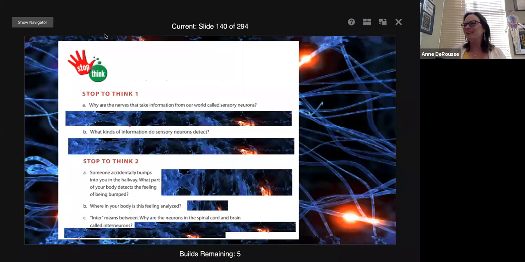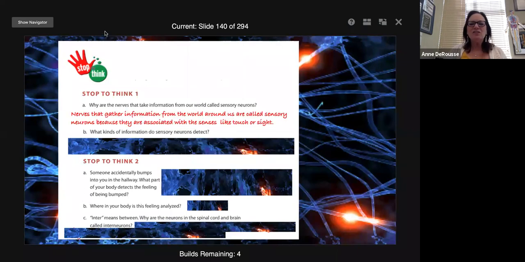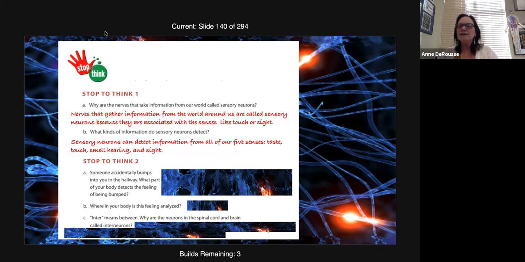Yeah. Perfect. All right. So the nerves that take information from our world are called sensory neurons. I bet a lot of you said it's because they are getting the information from all of our senses, like touch or sight. So sensory neurons can detect information from all of your 5 senses. And what's fascinating is each one of these are triggered by a different kind of stimulus.